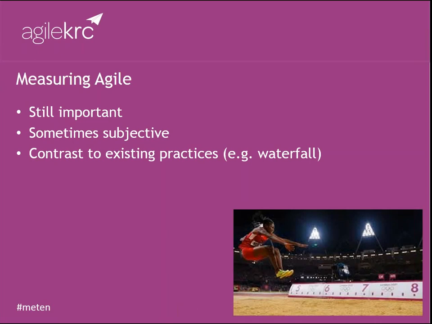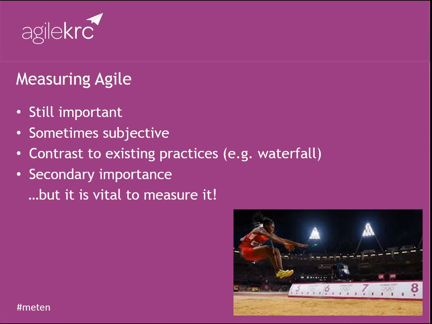But can you put a number on it? That's a lot harder. So measuring Agile, as I say, it's very hard to do. And it might be of secondary importance because it's an enabler, but it is vital to measure it. You have to measure it. And again, I'll be a lot clearer about why later on in the webinar.